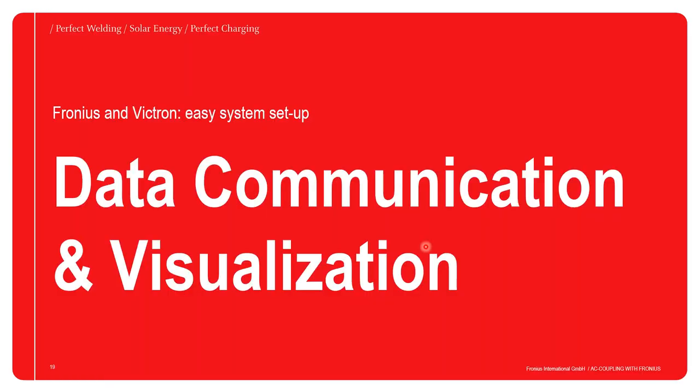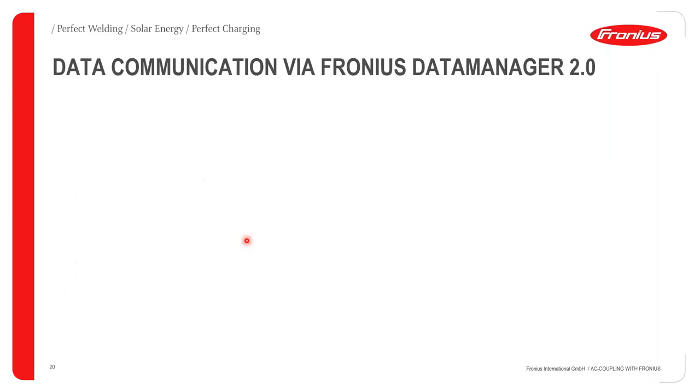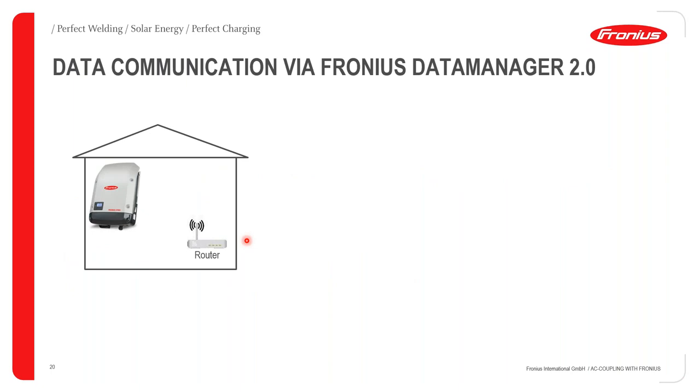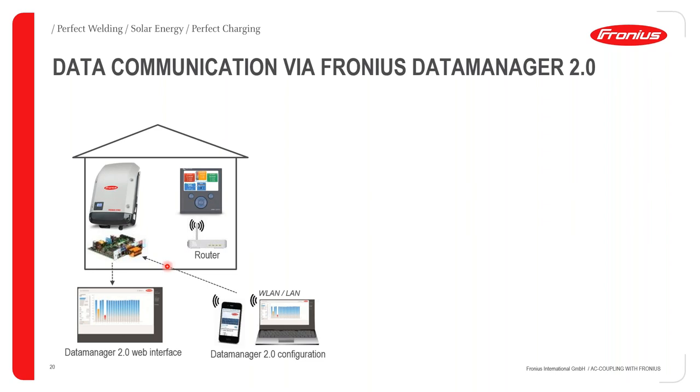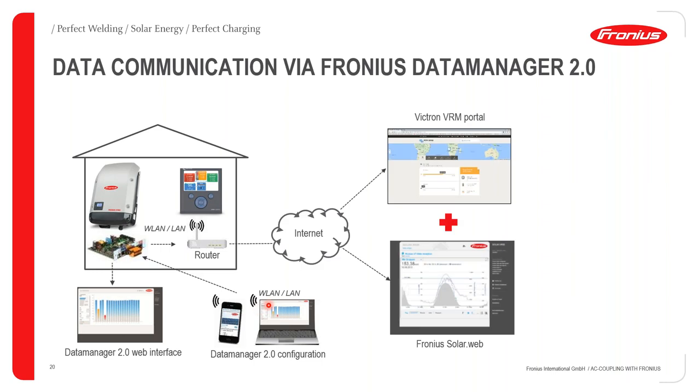Good. So let's take a look at how data communication and visualization is achieved. Of course, with the use of a web interface, you can have access to the data via the data manager, and this can also happen through use of Wi-Fi. And via the router, through an internet connection, you can have access to the Victron VRM portal. With the Victron VRM portal, you will be able to have access to the entire system components and its operating status.